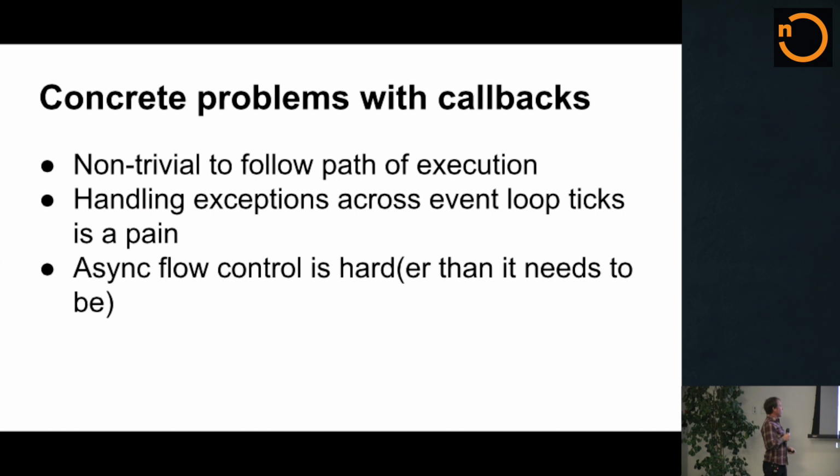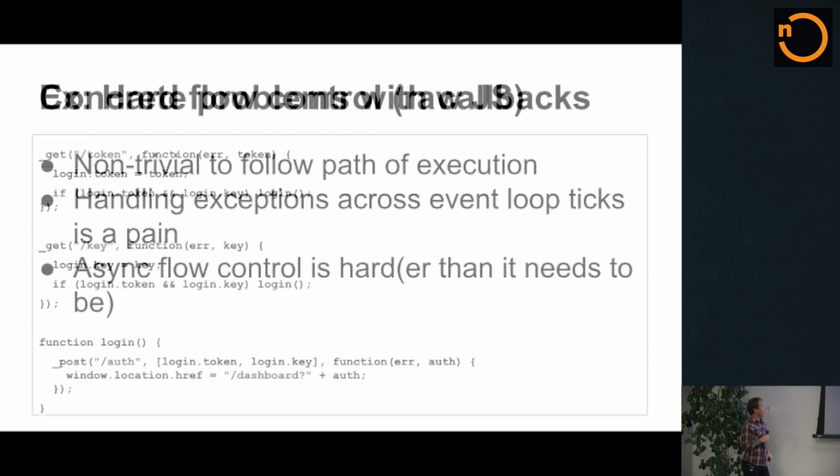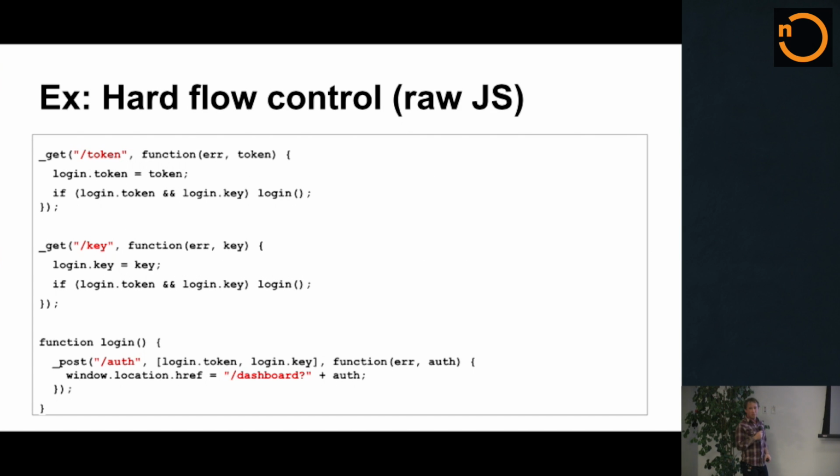Last thing I want to talk about, async flow control is hard. It becomes easier when you use some libraries like promises or when you use async, but it's harder than it needs to be. And if you want to do it in just regular JavaScript, you're going to have some problems of legibility. So looking at this code, who can tell me what it's doing at a high level? Anybody?